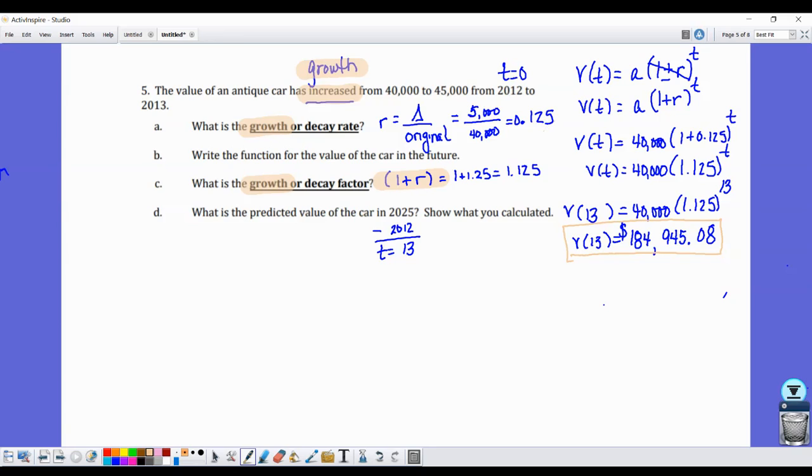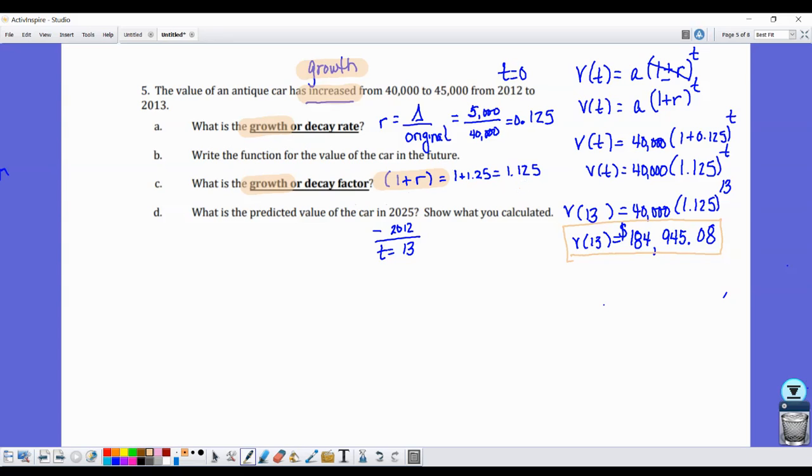We're going to take that growth rate and we're going to add 1 to it. 1 plus the rate. Now that becomes the factor. Once we've added rate to 1 or we've subtracted rate from 1, we're getting the factor, the growth or decay factor. But this time we're working with a growth factor.